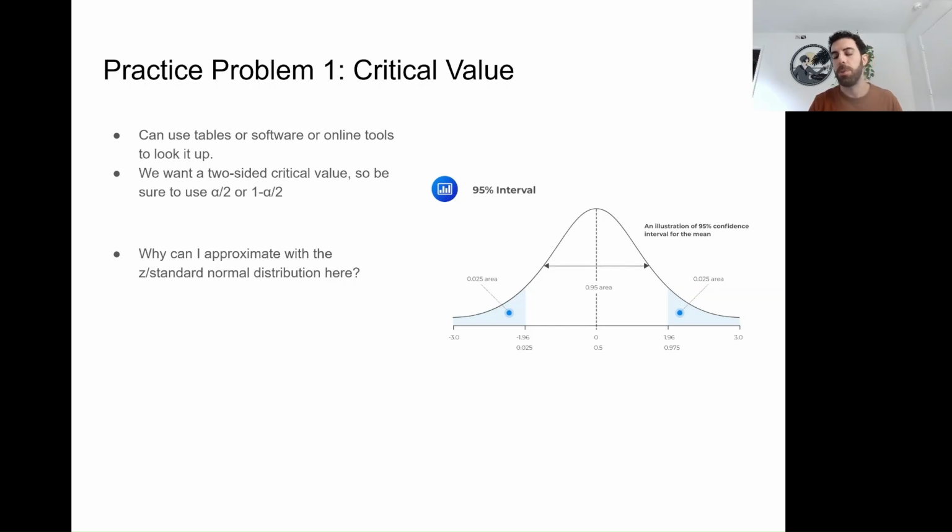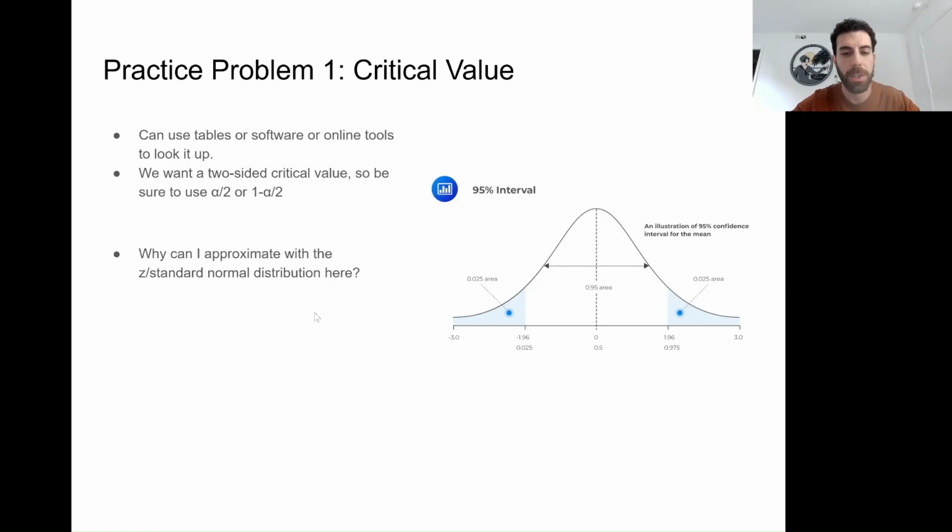So for the T distribution, it will be. For the Z, there are no degrees of freedom. There's just one standard normal. And then whether it's left-tailed or right-tailed corresponds to the probability that you supply. So that's how you would find the critical value using software or an online tool. In a table, it's the same idea. It just might take slightly longer to read and look through the table. And we already talked about why I can approximate with the Z. It's because my degrees of freedom and sample size are so large.